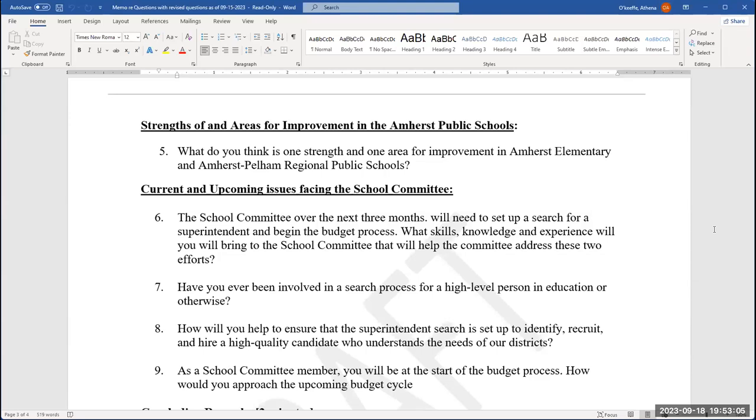And both of those things, if people have skills, knowledge, and experience, they're going to include that in their answers to eight and nine. So if they've had experience with a superintendent search, they're going to mention that when they answer eight. If they have experience with budget, they're going to mention that when they answer question nine. So I think we can strike six and seven and save ourselves two more questions.